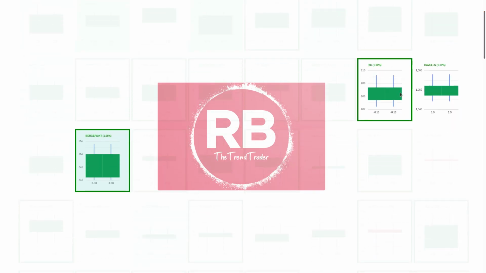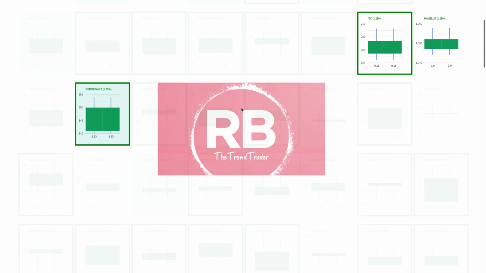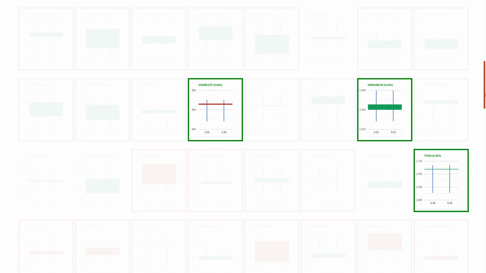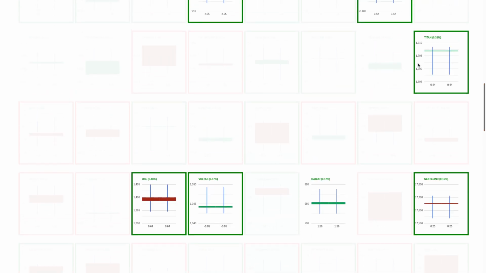ITC is very near its 210 resistance, so we have to see how it moves from here. Berger Paints is also trying to move, but it has an upper wick, so I would be skeptical at least for now. Godrej Properties, Hindustan Unilever, Titan. So basically you can see that it's more like indecisiveness in this whole FMCG pack, right? Upper wicks, lower wicks, Doji, Nestle India, Doji. I want to see Britannia.